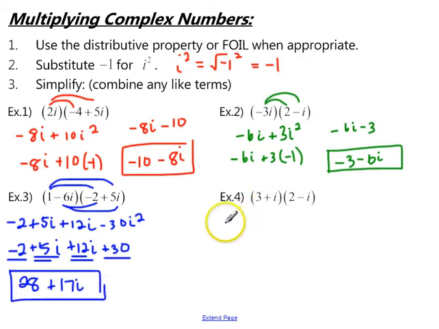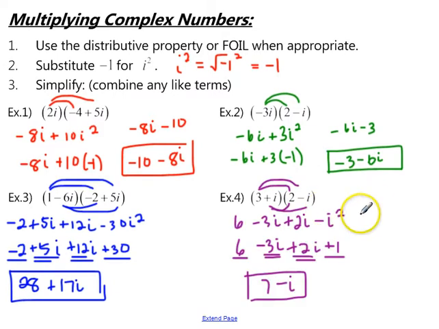Go ahead and pause, try example 4 the same way we did example 3 using FOIL, and then check back with me when you're finished. So when you FOIL, you should have 6 minus 3i plus 2i minus i squared. And when you substitute -1 for that negative i squared, it becomes positive 1. And then when you combine your like terms and write your answer in standard form, you should get a final answer of 7 minus i.